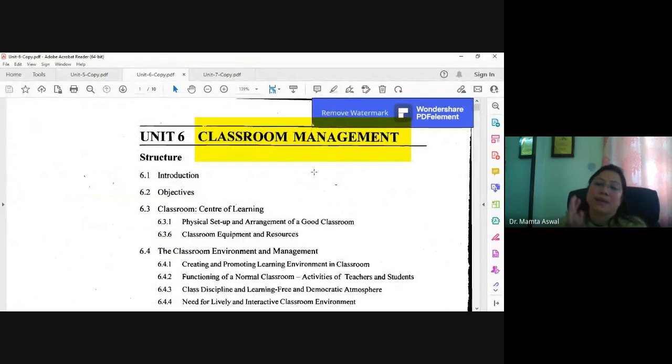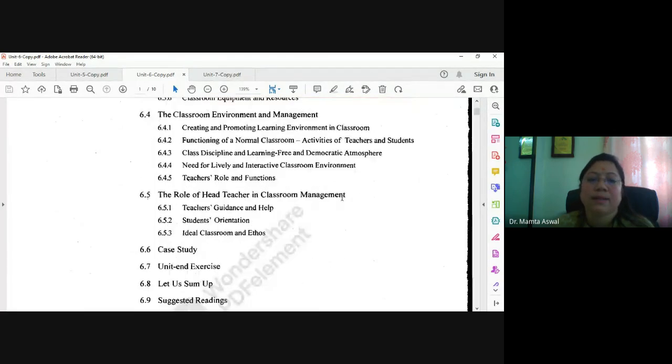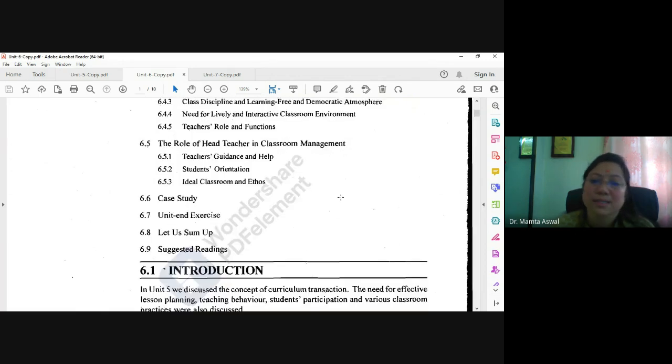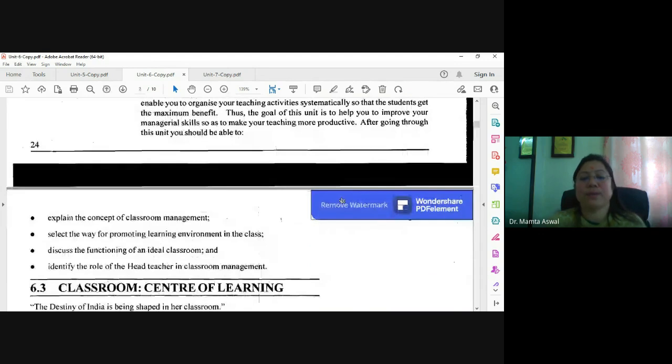It's about classroom management. The things we are going to talk about here are physical setup, how to arrange a good classroom, then functioning of a normal classroom, interactive classroom environment, the role of the teacher, the ideal classroom, teacher's guidance, etc. Management we have discussed earlier also. Management means planning, organizing, directing, guiding, controlling the classroom. So the teacher needs to be a manager, as well as the head of the school must be a manager.